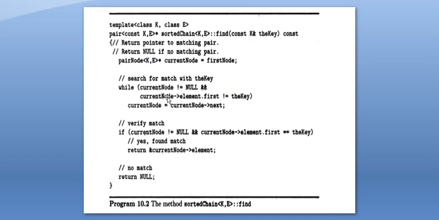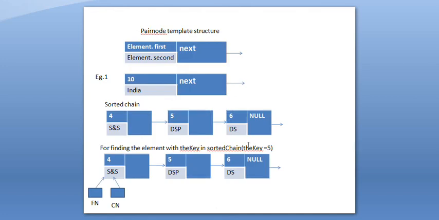And we also check the second condition: is the current node element dot first, which is 4, not equal to the key? We match 4 with the key. When we observe that, definitely 4 is not equal to 5. So what we need to do is move to the next node, because that's not the item which you are going to search.